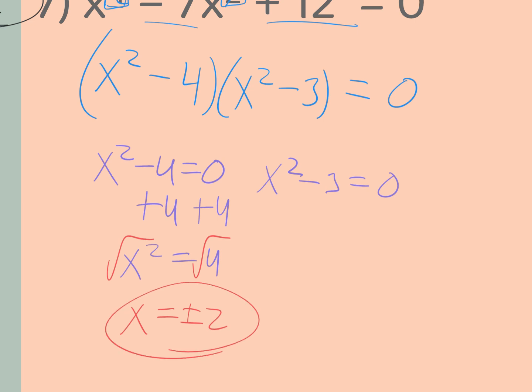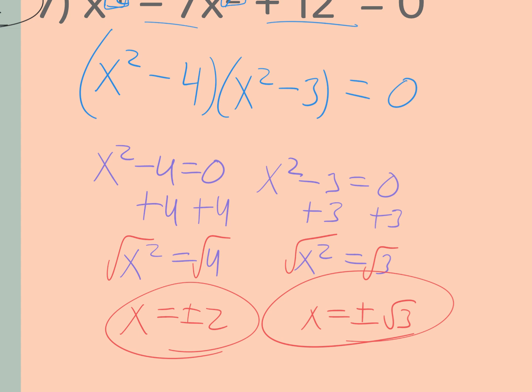All right, and for our other one, we want to add 3 on both sides. So we get x squared equals 3. And then we want to square root both sides. So we get x equals plus or minus square root of 3. All right, so again, 4 answers here.